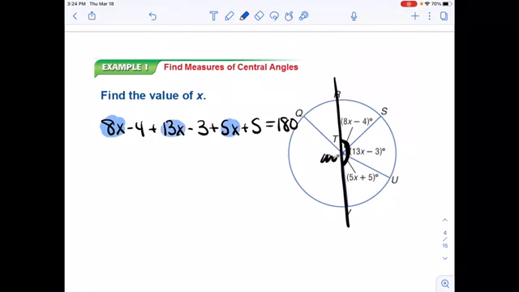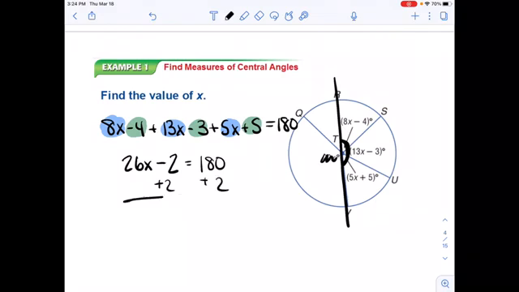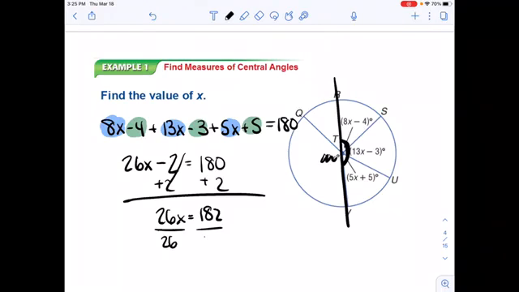We can go ahead and combine like terms and solve. So we end up getting 26x minus 2 is equal to 180. Then we go ahead and solve, so we get 26x is equal to 182. And then when you divide this out, you end up getting that x is equal to 7.